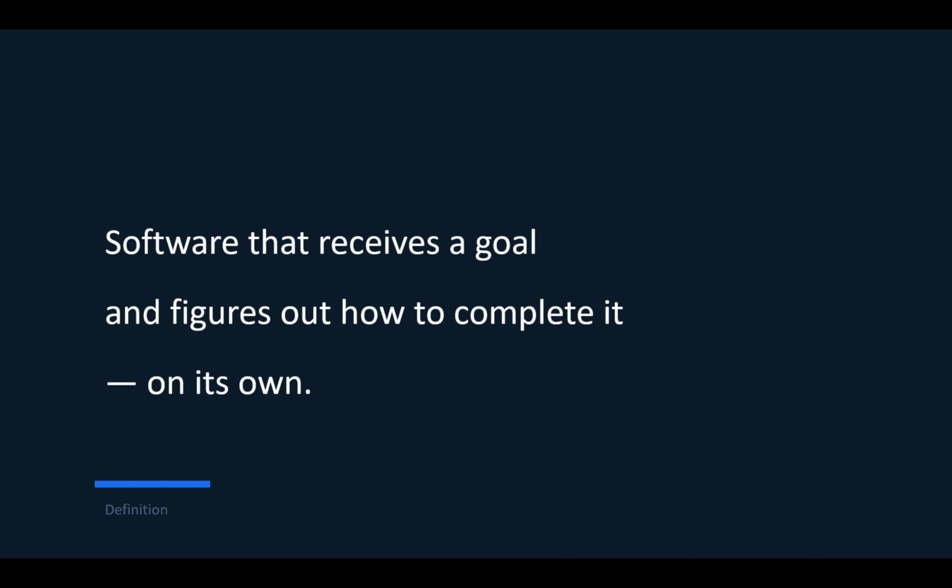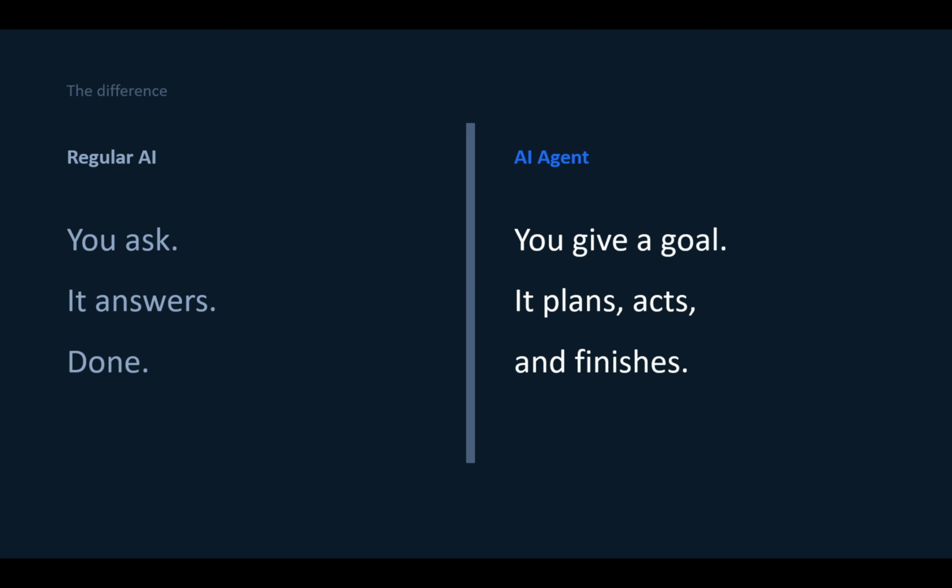So what is an AI agent? An AI agent is basically a software that receives goals and figures out how to complete them on its own. So think about it like this. Let's say you have ChatGPT. When you type a prompt in ChatGPT, you ask a question or you ask whatever you want it to do, it answers it and it's done. That's it. With an AI agent, same thing. You give it a prompt or you give it a goal, it plans it, it acts it, and it finishes it. And it also produces it, right?